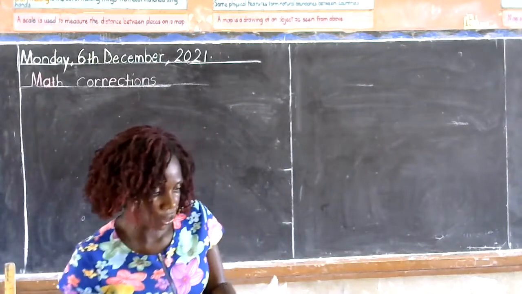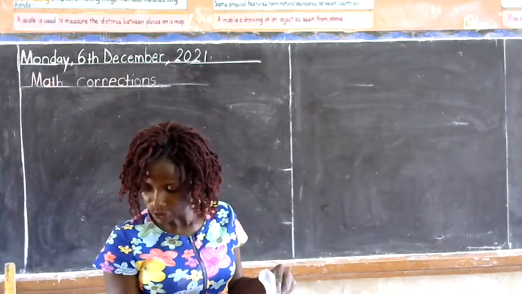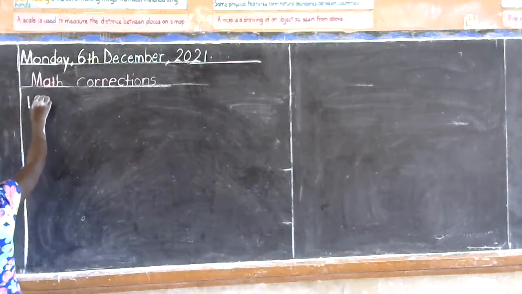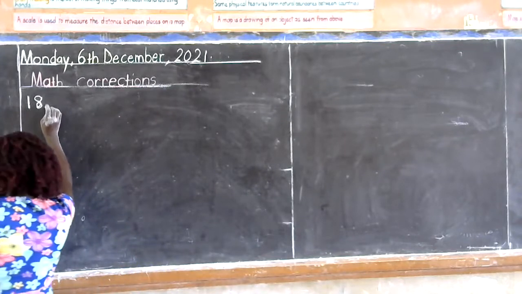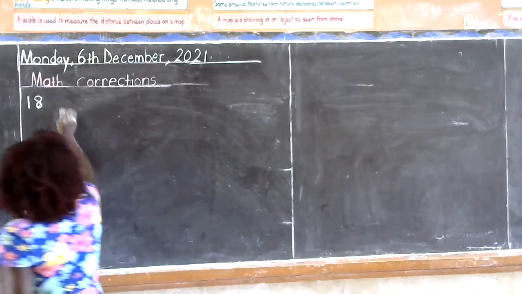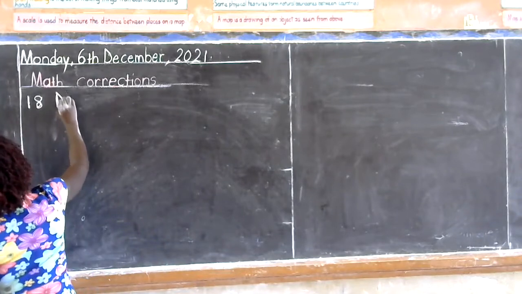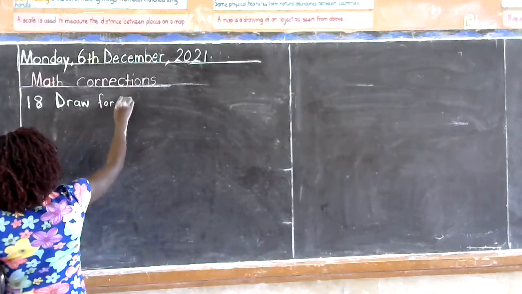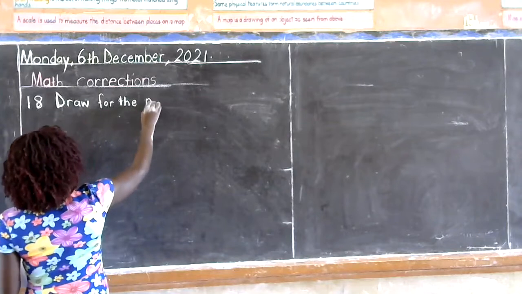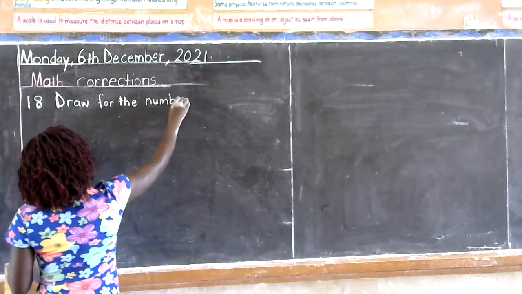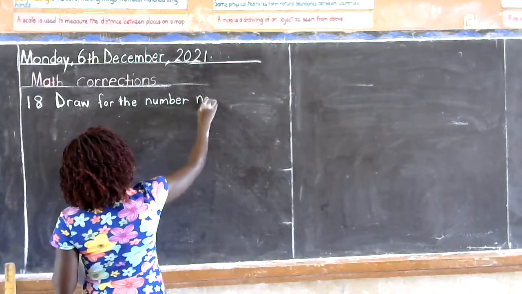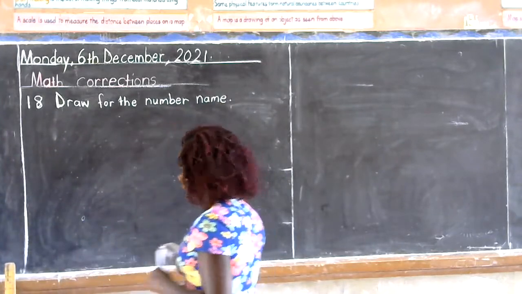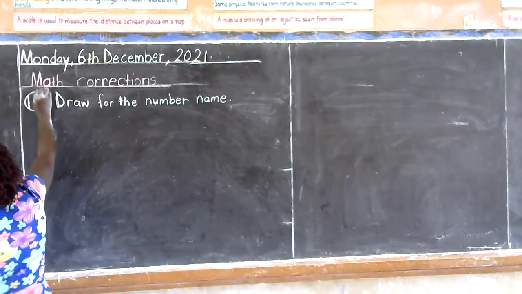Now let's go to the last question. And this one you also got confused when you are answering it. It's question number 18. Some of you got confused when you are answering this question. This question was draw for the number names. Draw for the number name. Question number 18.